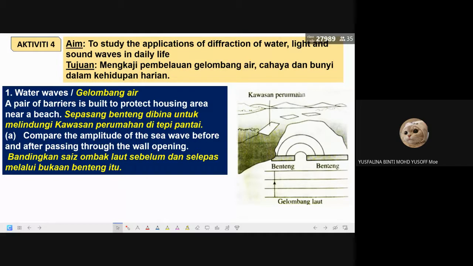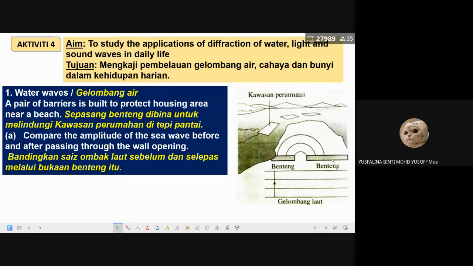So they build the barrier here, a pair of barriers. Then when the water wave passes through the barrier, the diffraction will occur. And we already know one characteristic of the diffraction is that after it passes through the barrier, the amplitude will be decreased, meaning the energy will be decreased. So when the water wave passes through the barrier, the energy of the water wave will be decreased. So if they want to build a house near the beach, this is the method they use.